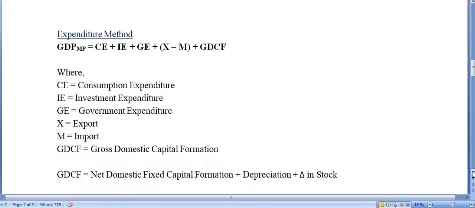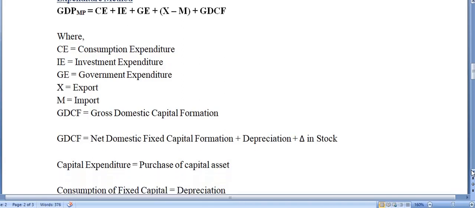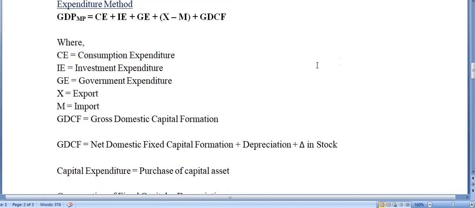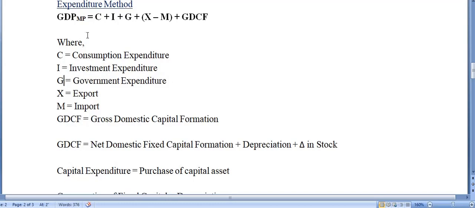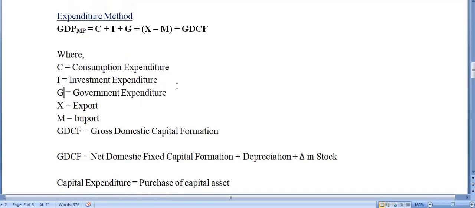Now I'll come back to the expenditure method. It is very, very simple. The name itself says expenditure method: whatever expenses are made, C, I, G. So the expenditure method is GDP at MP equals C plus I plus G plus, open the bracket, X minus M, plus GDCF.